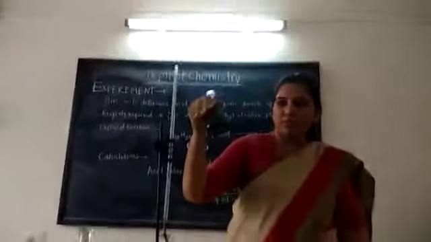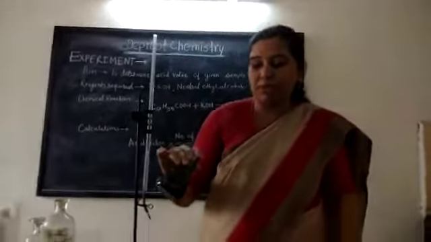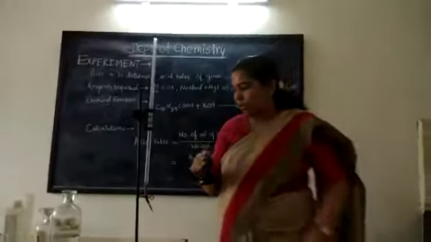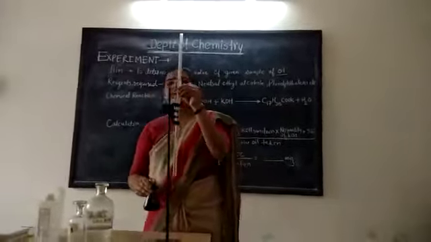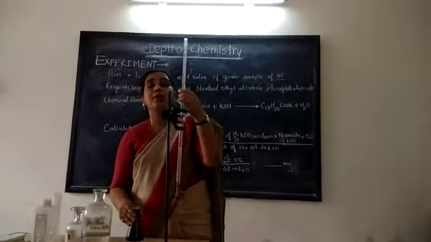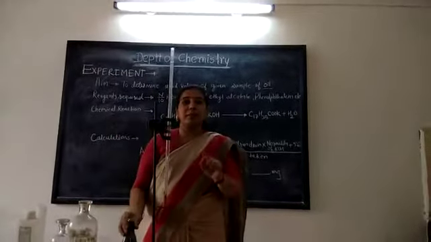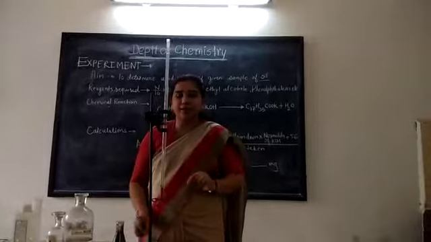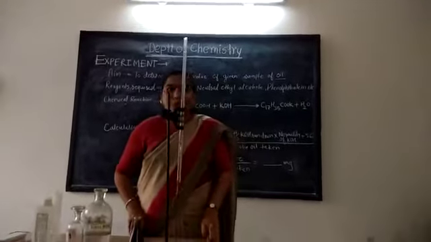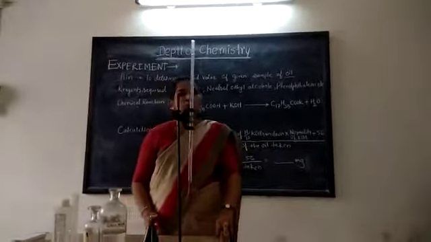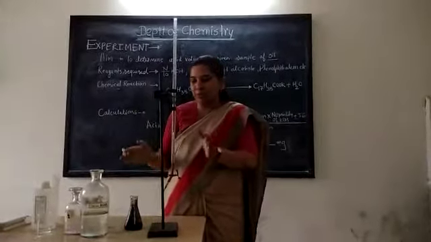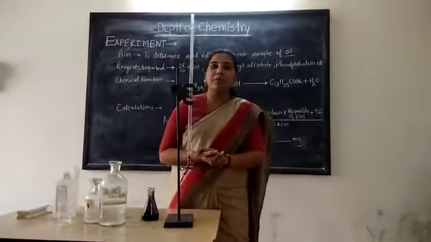Can you see? It is a pink colored solution. When I shake, I can see this pink color. So in this way, I got a reading of 12 ml. So 12 ml of KOH is required to neutralize 5 grams of acid. Up to this point, I think you understood this experiment, and we have got this particular pink color.